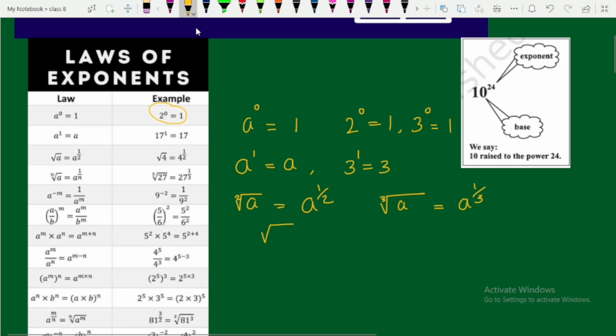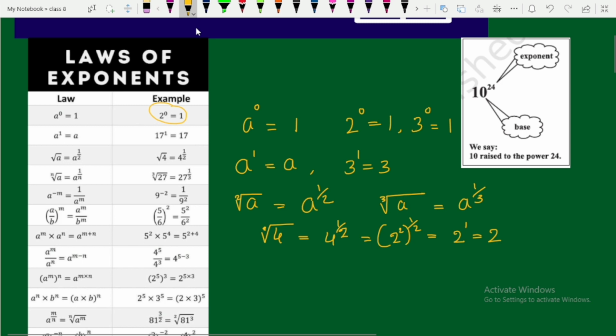If it is root of 4, we can write it as 4 raised to 1 upon 2. If nothing is written there, it always represents a 2, but we will not write that. 4 can be written as 2 into 2, that is 2 square, raised to power 1 by 2. So here it comes 2 raised to 1, that is 2. So square root of a is a raised to 1 upon 2.